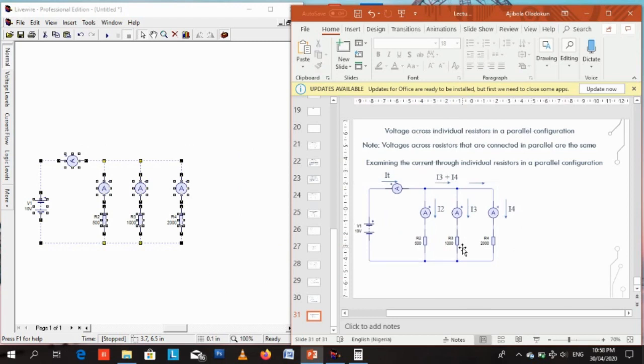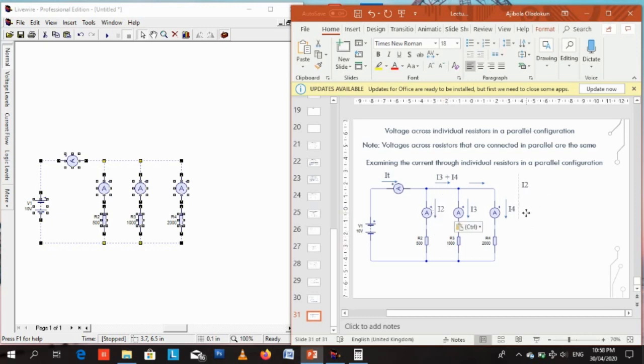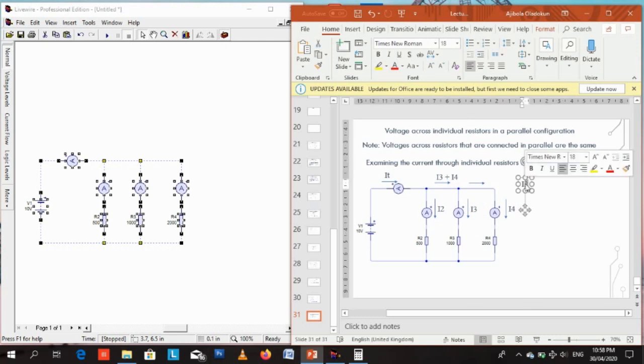R2, IT. I2, the current flowing through R2, is I2; the current flowing through R3 is I3; the current flowing through R4 is I4. So the currents and the resistors, their nomenclature matches now. I2 flows through, and then the last arrow that we've not named yet should be I4.